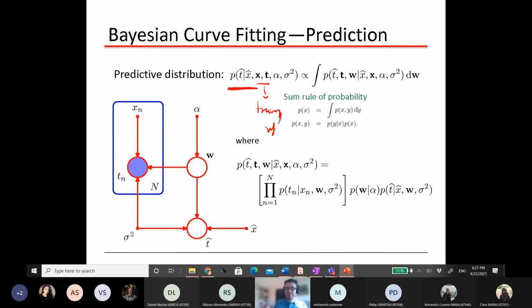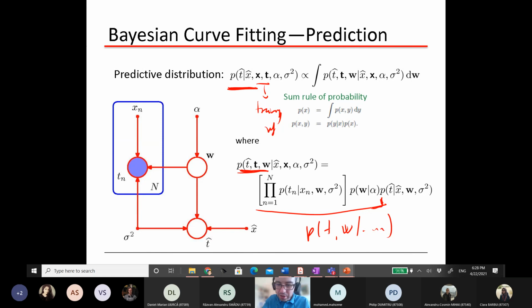And these are the hyperparameters of the model: alpha, the precision for the weights, and sigma, the precision for the noise in the data. Here we need to integrate over the joint distribution of the set of targets in the training set and the weights. So what we have here is the joint distribution of t hat, t, and w, which is expressed as p of t given w, and this is the probability of t and w given everything else.